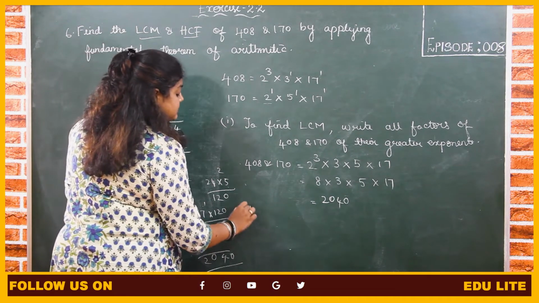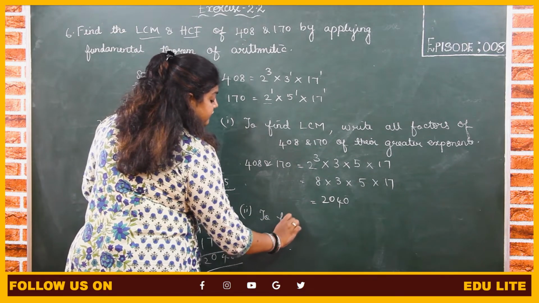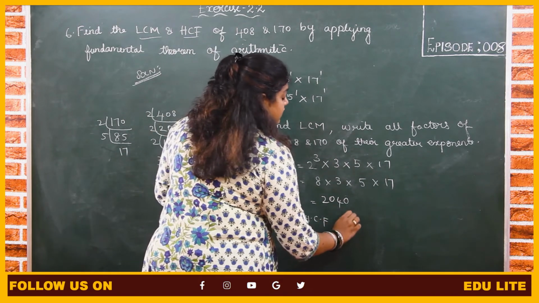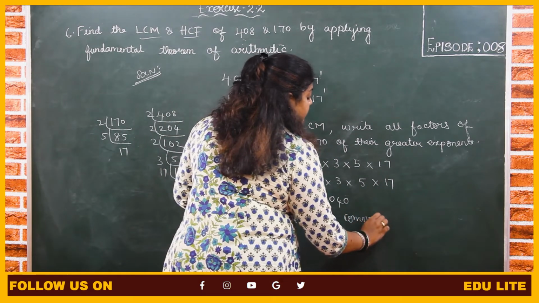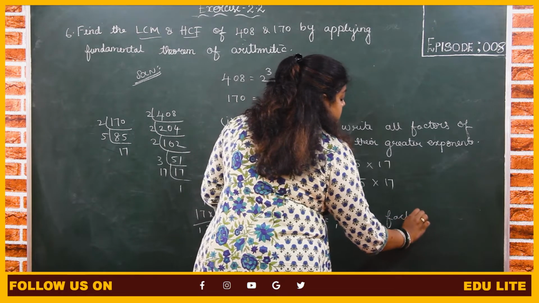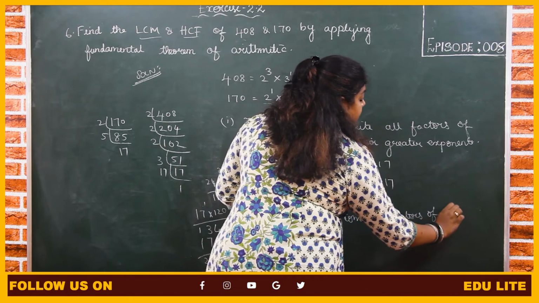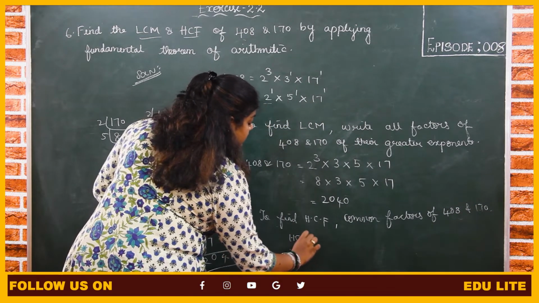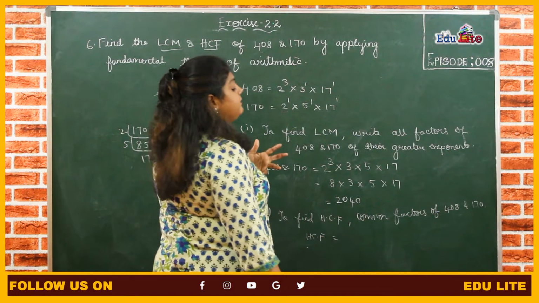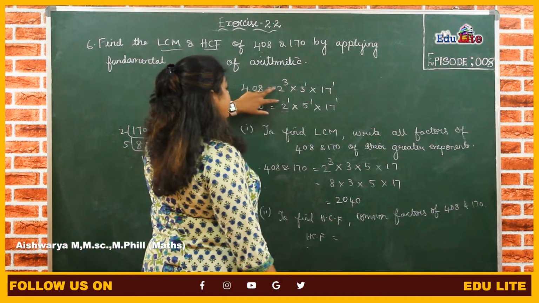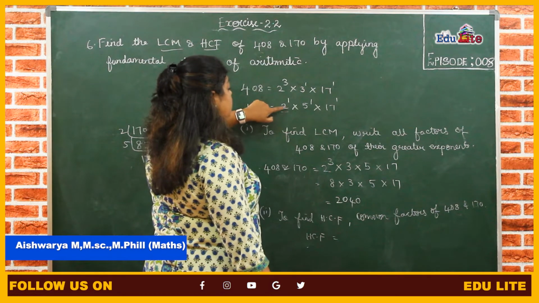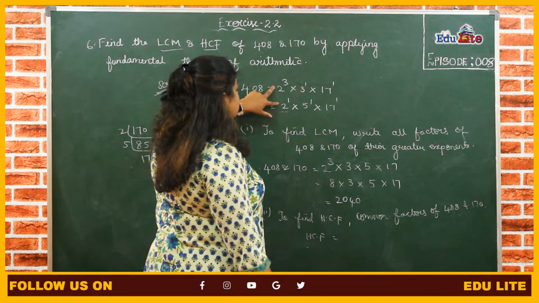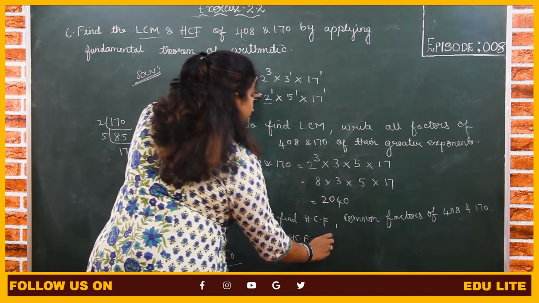Second point is, to find the HCF, we have to consider the common factors of 408 and 170. What is meant by common factors is, I have 2 three times here and 2 one time here. So 2 one time is the only one present in both the numbers. So we have to consider only 2 one time.